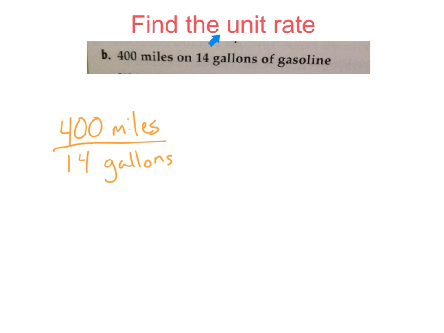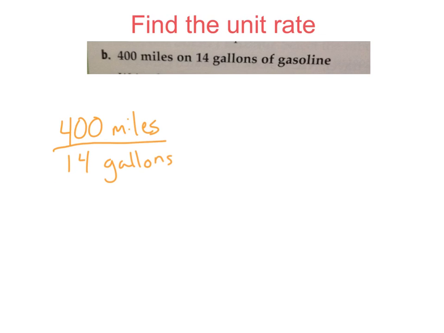Now when we're asked to find the unit rate of a ratio, like we are here, we have 400 miles on 14 gallons of gasoline. Okay, we start by writing that as a ratio. So 400 miles on the top and 14 gallons on the bottom. Now we could have flip-flopped that and put 14 gallons on the top and 400 miles on the bottom. It wouldn't matter, it would still be a ratio.